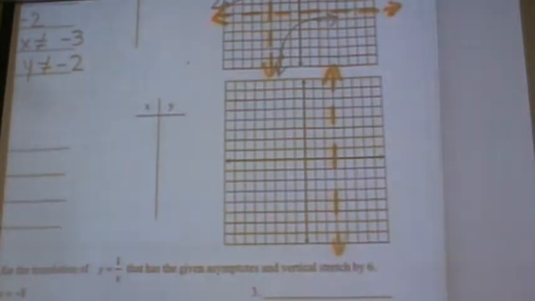Nice. Next one. Number 2. Tell me what the vertical asymptote is. x equals 3. How do you graph x equals 3? 3 to the right. What's your horizontal asymptote? y equals 3. So that's going to be a horizontal line at 3.